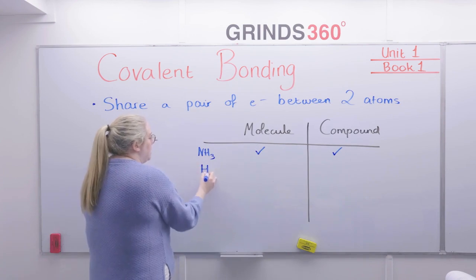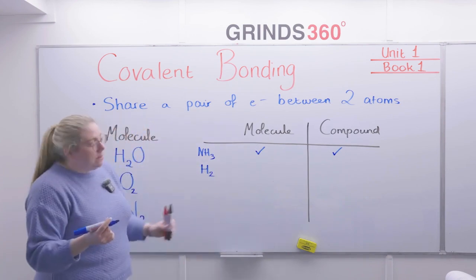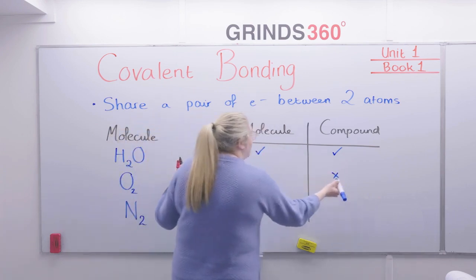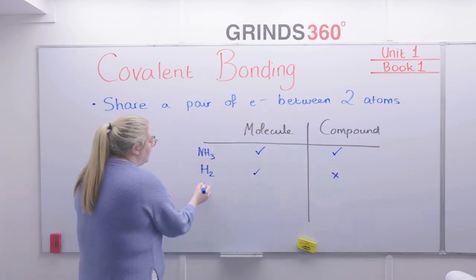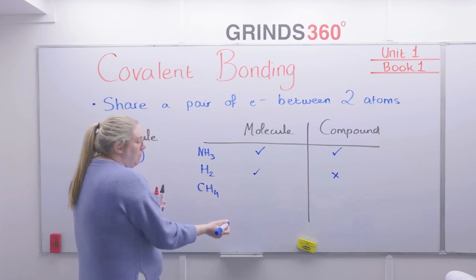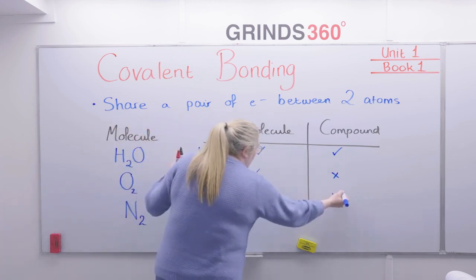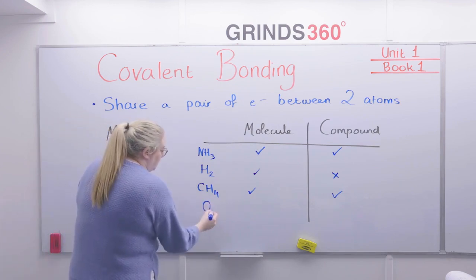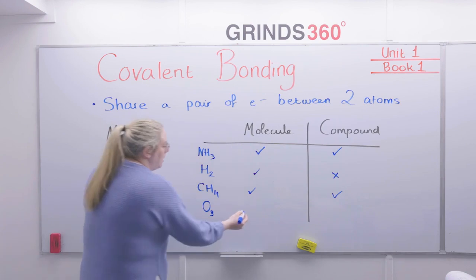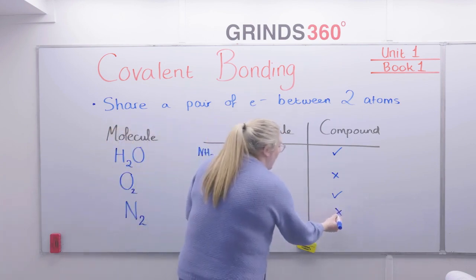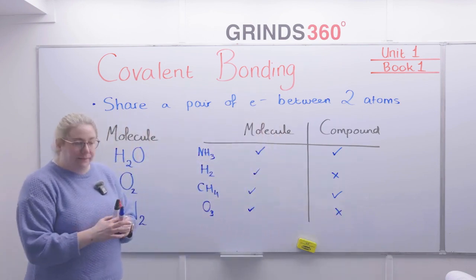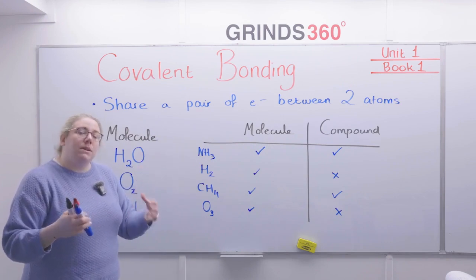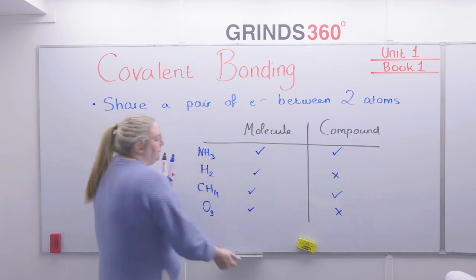The next one, if we were to look at hydrogen, this is a molecule of hydrogen. There's two hydrogen atoms, but it is not a compound because it only has one element in the formula. If we look at methane, methane is a molecule and it is also a compound because it's made up of carbon and hydrogen. Ozone, O3, that is a molecule of ozone, but it is not a compound because there is only one element in the formula. Now, that's the difference between a molecule and a compound, and that language, we're going to be using quite a bit over the next few minutes.